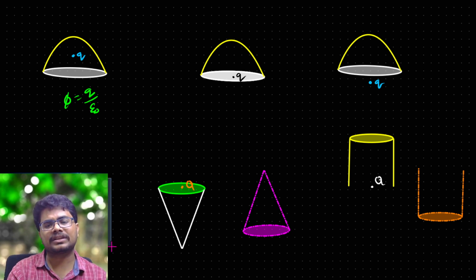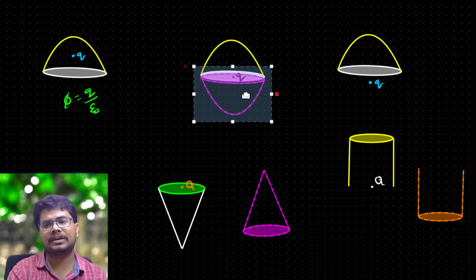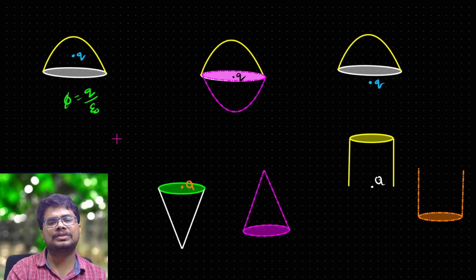You should take one similar surface and close it by symmetry. You close it by taking a similar body. Then the flux passes through one body or two bodies? Two bodies. Through both bodies the flux is Q by epsilon naught. Through one body, what will you get? Q by 2 epsilon naught.